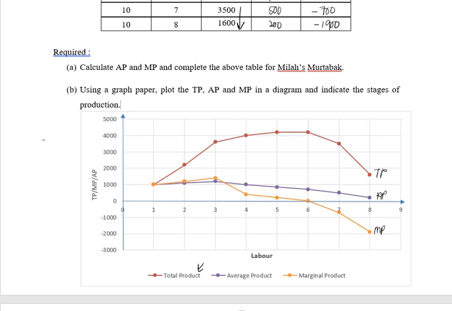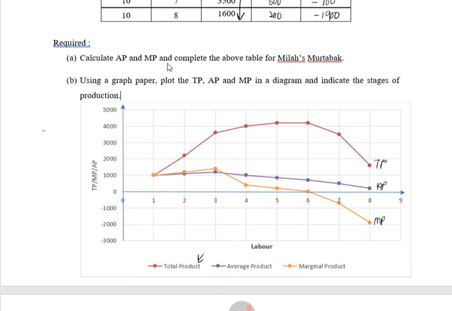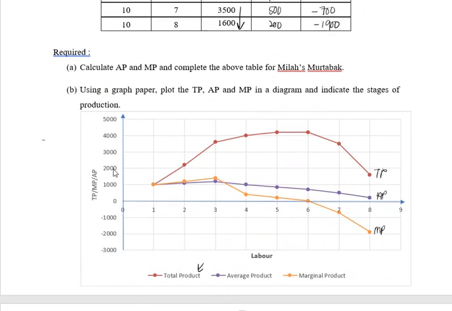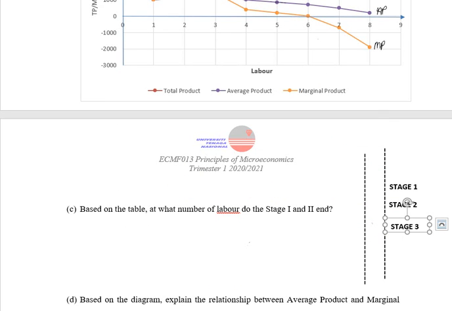You can do the scaling for total product, marginal product and average product because the numbers are mostly in thousands. So you can do a 1,000 scale. You can do 500, but your graph will be a bit bigger lah. So it is nice if you can do 1,000. Okay, so this is what you will get. I hope you will have no problem in plotting the graph, especially when you use graph paper.